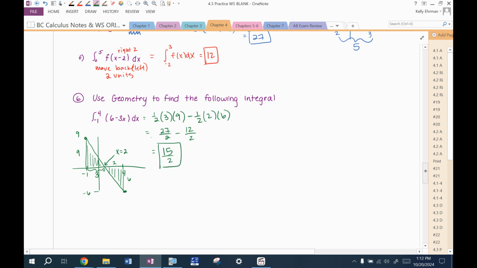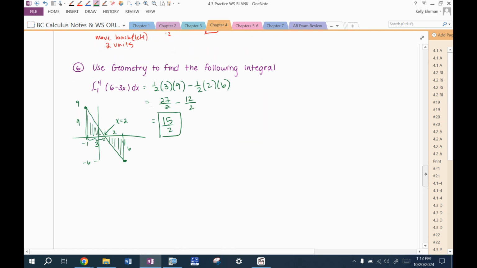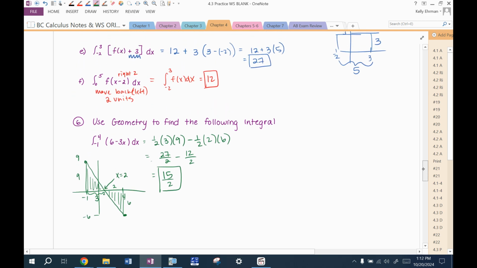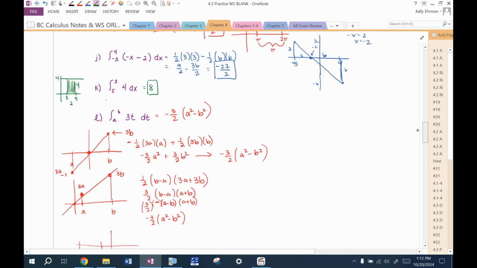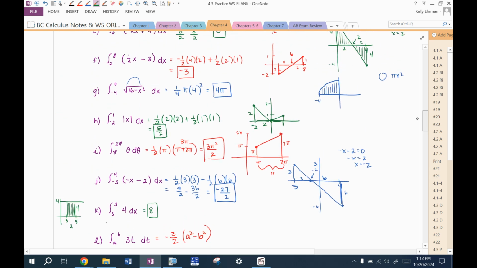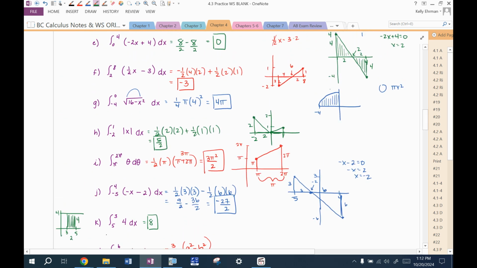All right, so we won't always be able to use geometry, but when we have linear functions or constant functions or square root of a backwards difference of squares functions, where'd that go? This one, g. If we can sketch a graph and we get a circle, a triangle, a trapezoid, a rectangle, something like that, then we are able to calculate the area without really any major calculus.